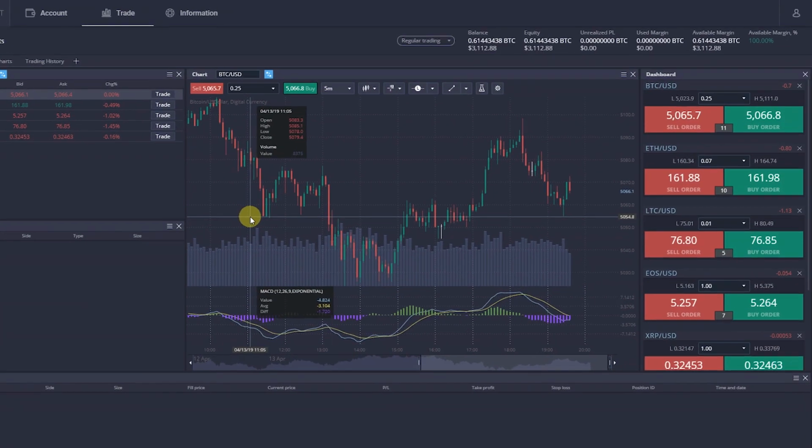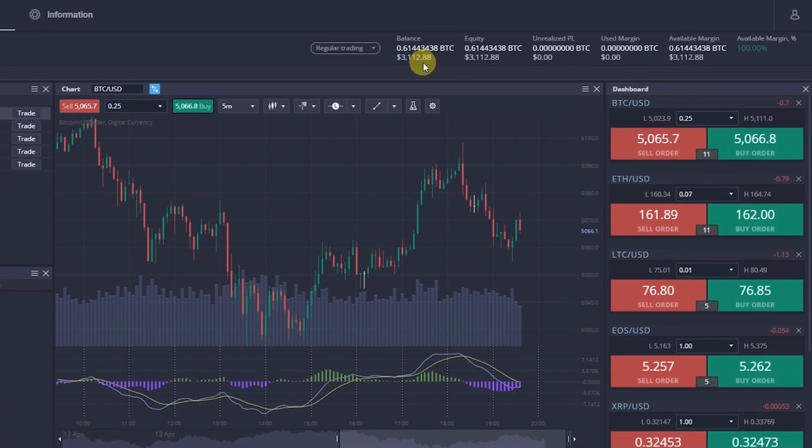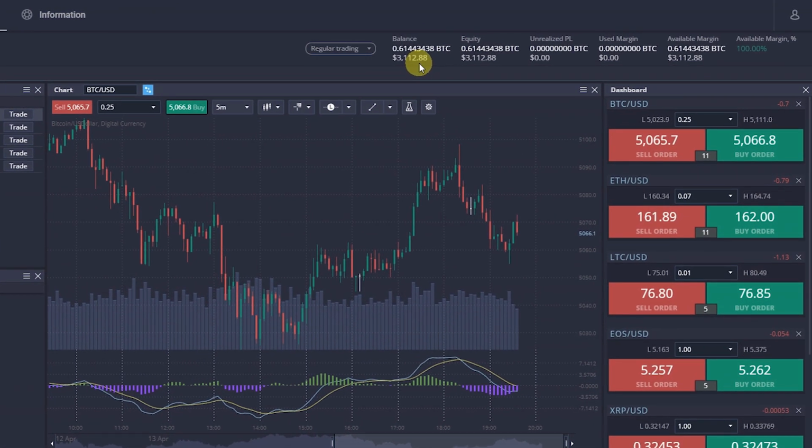At the top of the trading terminal, you will find important real-time data about your account. Balance: the total balance of your trading account. Here, unrealized profit and loss is not taken into account. Equity: balance including unrealized P&L, which will fluctuate once a position is open, depending on whether there is an unrealized profit or loss. Unrealized P&L: current profit or loss of all open positions.